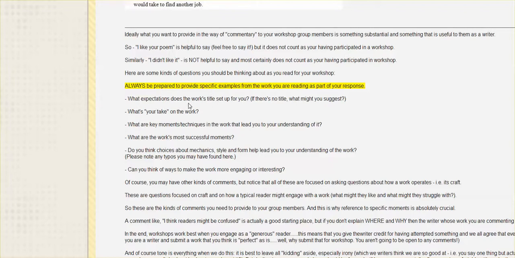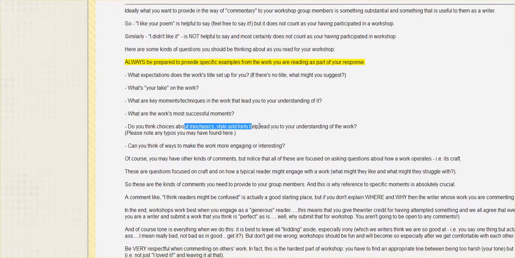There are some prompts to get you thinking about, you know, what are your expectations? What's your take on the work? What are some techniques or moments that you like or maybe would suggest a change to? Are there some mechanical things, whether it's stylistic or just basic typo and grammar things, that you think need to be taken care of? All of that stuff you want to point to.